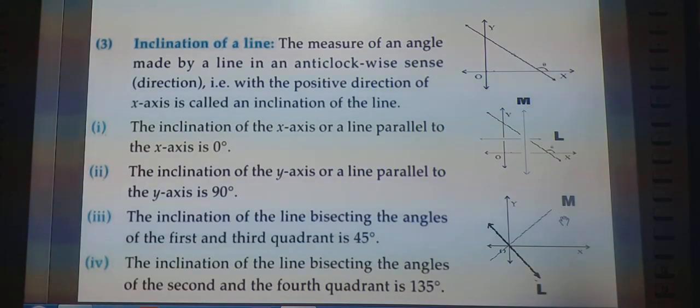Here we consider line M, which bisects the first and third quadrant. When a line bisects the first and third quadrant, then we have to take its inclination, that is 45 degree. In the same way, if we consider a line capital L which bisects the second and fourth quadrant, then we have to take its inclination 135 degree. So see the last point, the inclination of the line bisecting the angles of the second and the fourth quadrant is 135 degree.